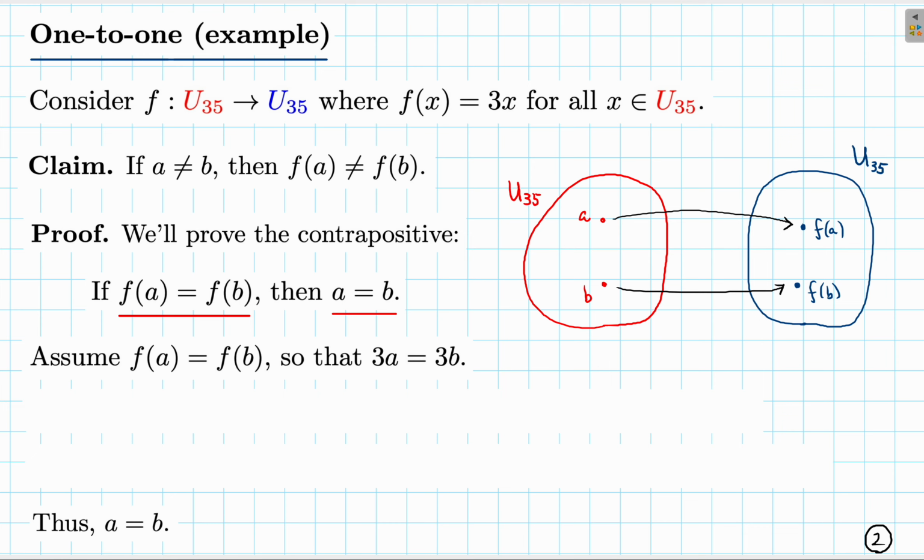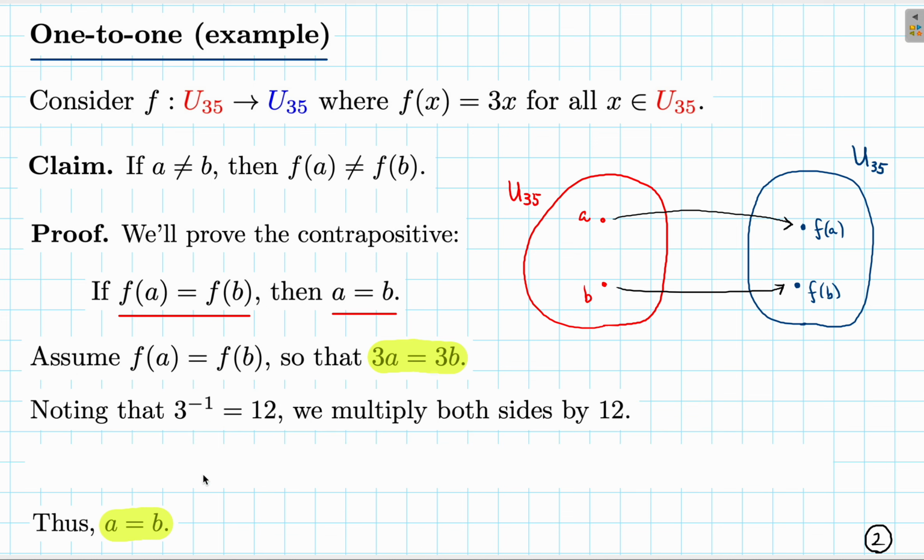Intuitively speaking, to get from 3a equals 3b to a equals b, we like to divide both sides by 3. Now, this is all happening in U35, so we can't divide by 3, but we can multiply by its multiplicative inverse, and that's what we're going to do. We'll note that the multiplicative inverse of 3 is 12, because 3 times 12, 36, is 1 mod 35. So we take this equation and multiply both sides by 12.